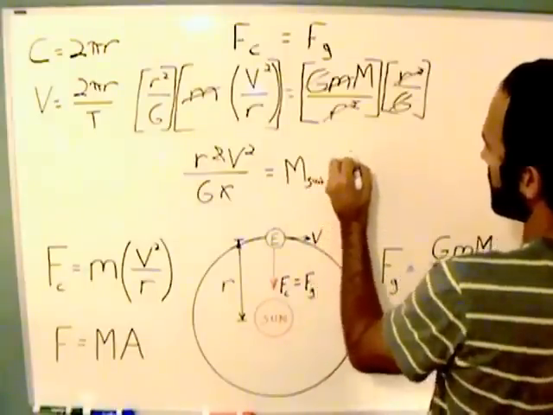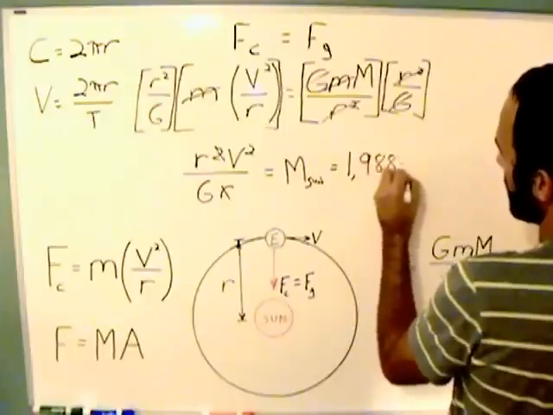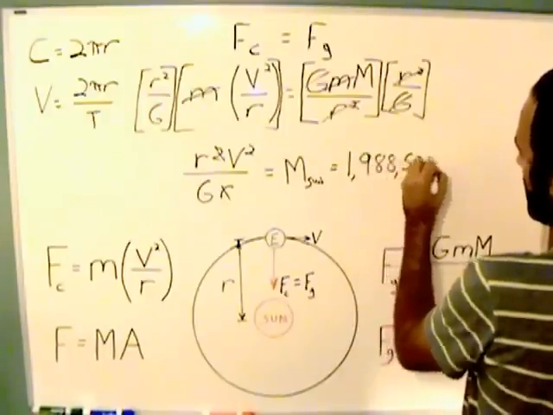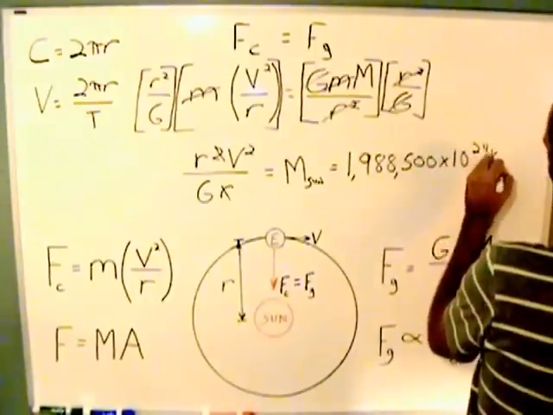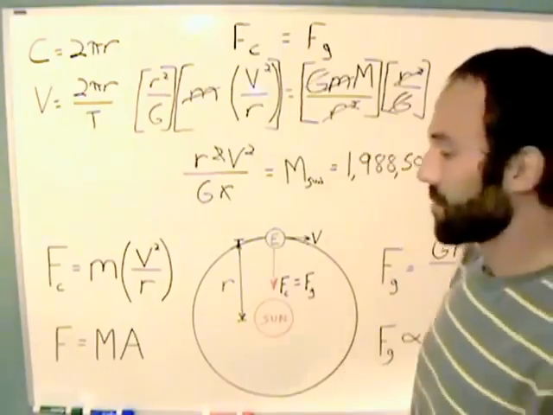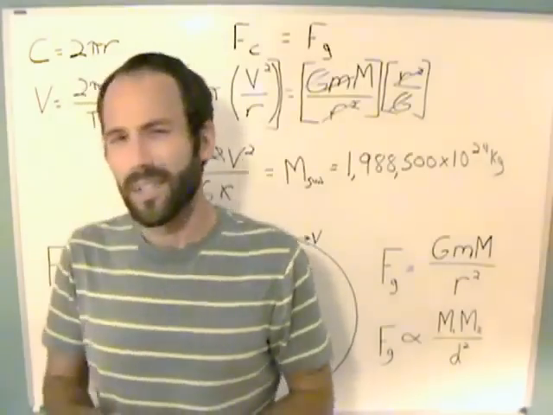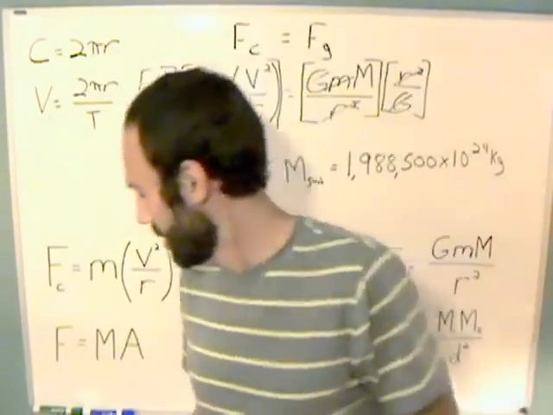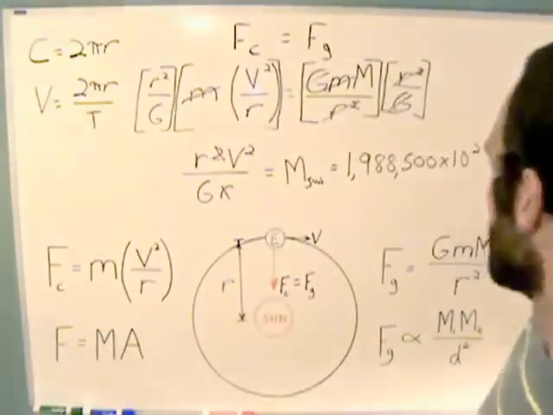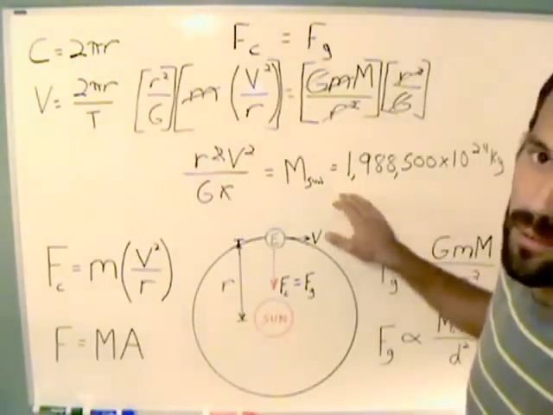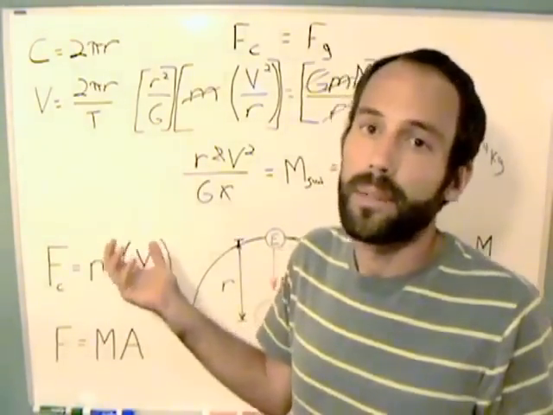And that comes out to 1,988,500 times 10 to the 24th kilograms. Now this is many, many times more massive than the Earth. The Earth is actually 5.97 times 10 to the 24th kilograms, I think. Is that written down? Yep, roughly. So, many, many times more massive than the Earth, is what we're told. Which, see the solar system model, the Sun appears huge compared to all the planets.